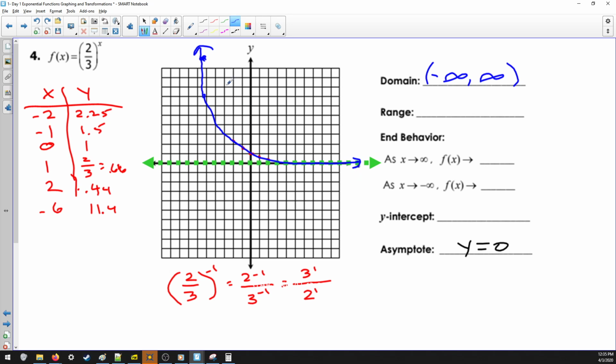My range, let's talk about that. It looks like this whole positive part of the graph is being covered, and it never gets below the asymptote of 0. So it's going to be the same range. I'm going to go from as low as 0 to as high as positive infinity. But I'm not going to touch 0. So I'm making sure that this left bracket is rounded, not square. The square bracket means that it's going to touch 0. This one is getting closer and closer and closer to 0, but never actually touching it.